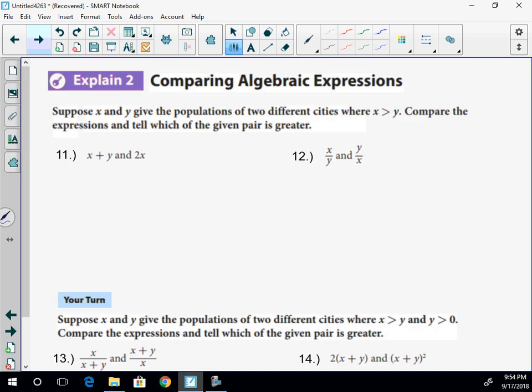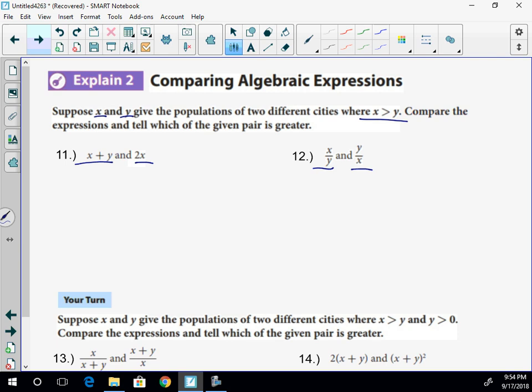So next exercise is a little bit abstract, but I think it's good. It says, suppose X and Y give the population of 2 different cities where X is greater than Y. Compare the expressions and tell which of the given pair is greater. So then we're given a pair each, right? We're given X plus Y and 2X. We're given X divided by Y and Y divided by X.